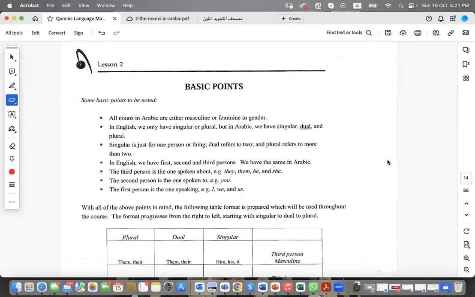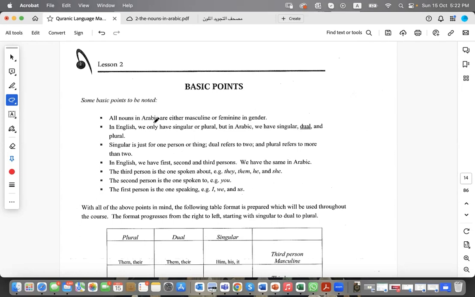This is Dr. Amira from Fayza Arabic Centre, and we are here going to talk about the second lesson that has to do with the noun. We are carrying on with nouns. This part has to do with basic points. First, introducing some basic points about the Arabic language and the nouns in particular, and then we will go through part one of the types of pronouns, inshallah. So some basic points to be noted.